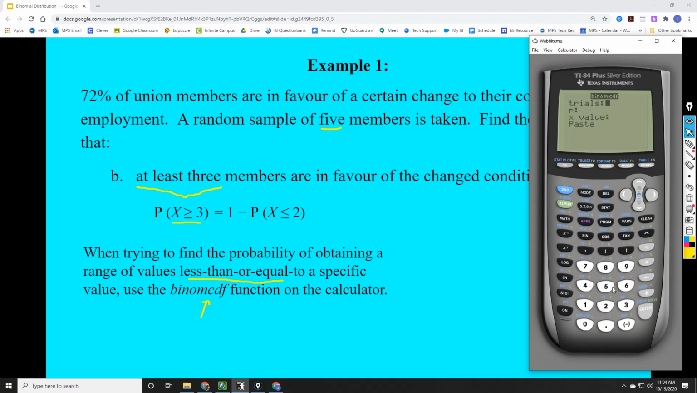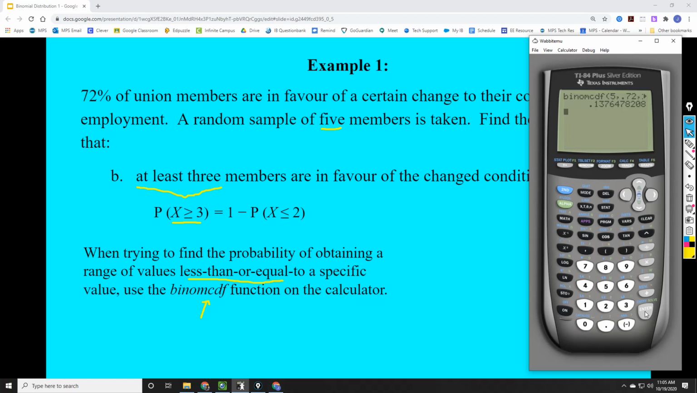So, number of trials, it's still 5 trials, 5 people are getting surveyed. Probability of success is still 0.72, but this time our x value, we're going to put in the number that we want, that number or less than. And again, since the ones that we want are 3 or greater, we're going to put in the ones that we don't want, which would be 2. That would be 2 or 1 or 0. Anything that is 2 or less is what this function on the calculator is going to do, binom CDF. Paste that in, and we see that we get a probability here of 0.138.